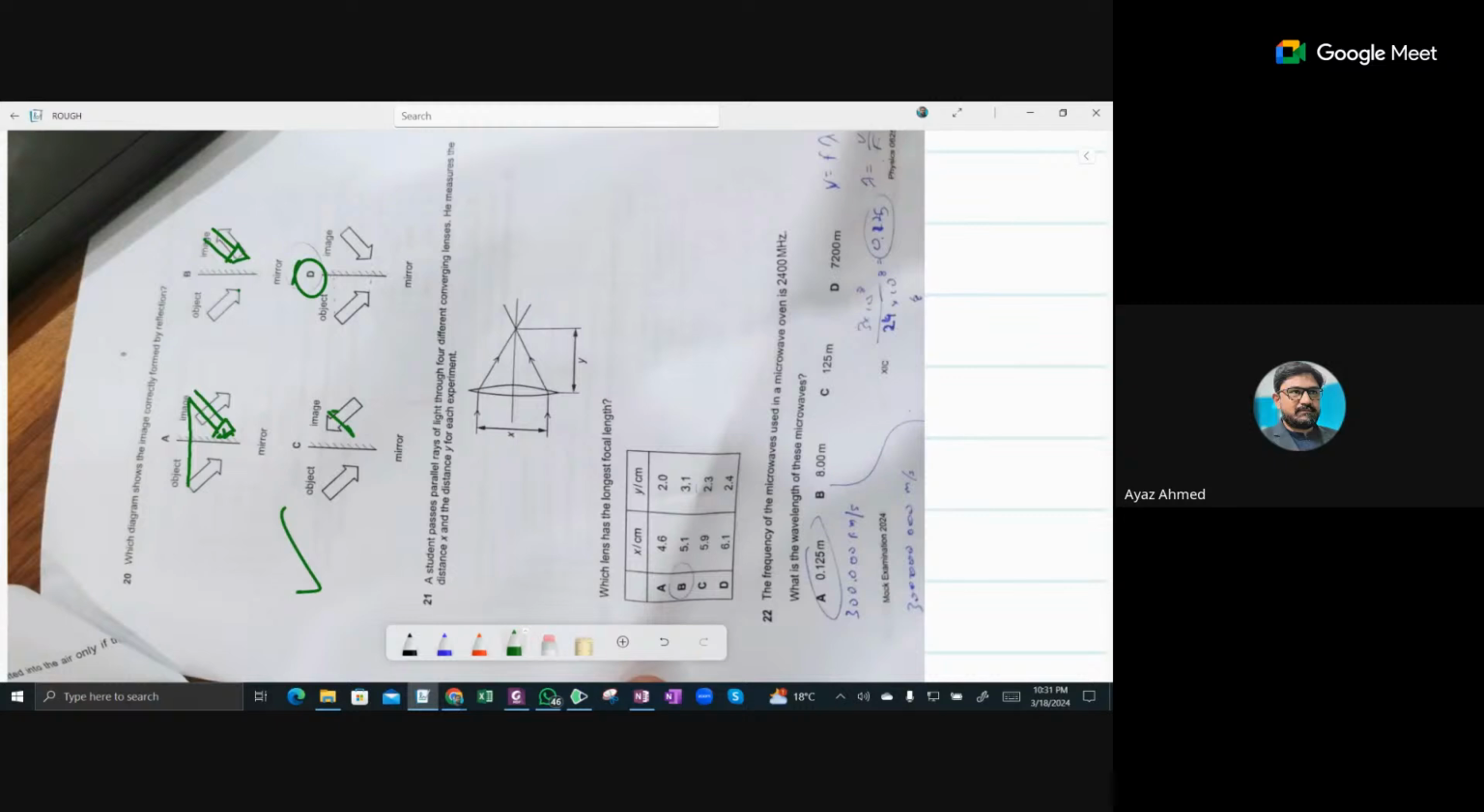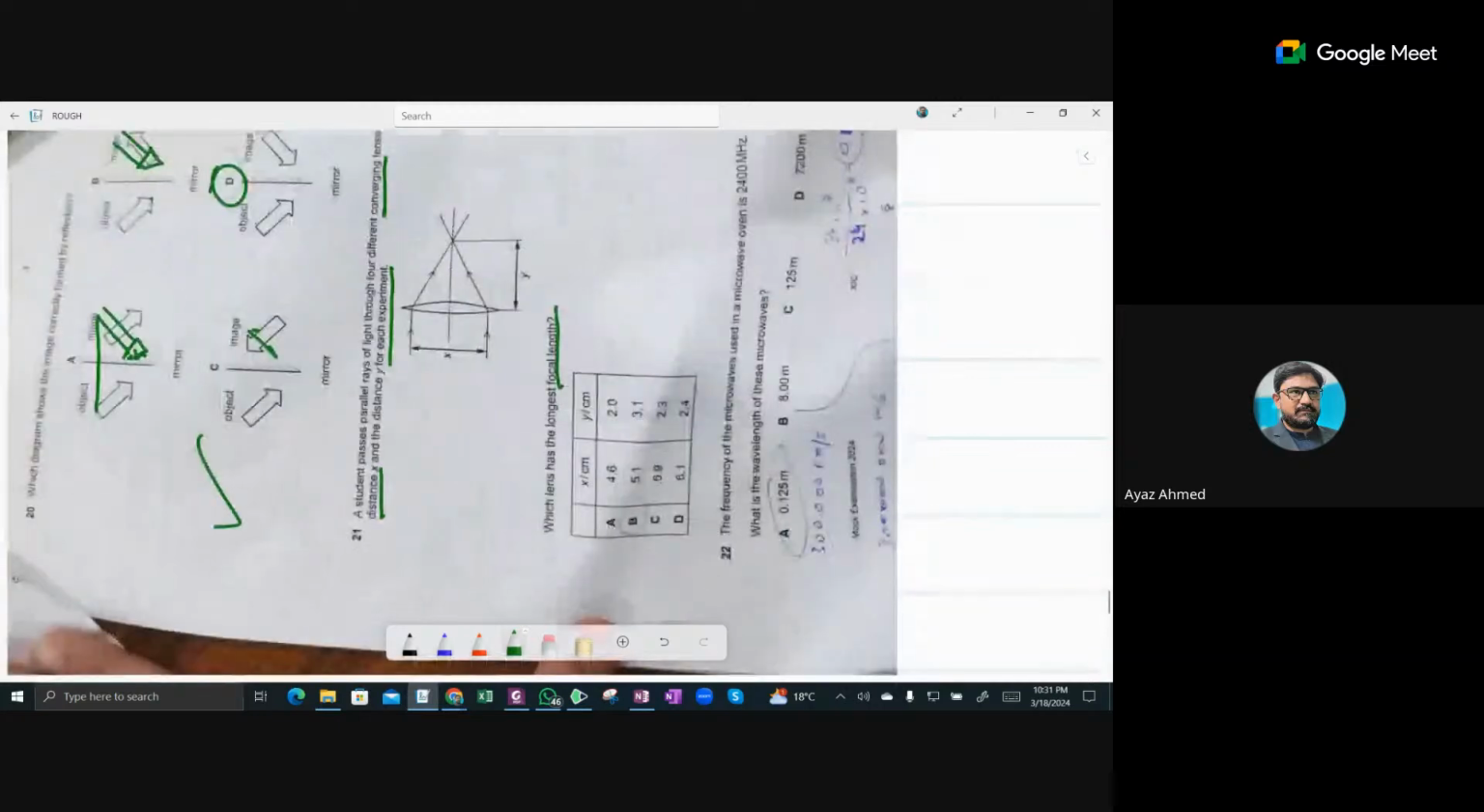A student passes a parallel light ray through four different converging lenses. He measures the distance x and the distance y for each experiment. Which lens has the longest focal length? The longest focal length will be for that lens whose y is larger. Yeah, 3.4, so B. None of these is a larger value but this one. And similarly, x does not have that much role over there.